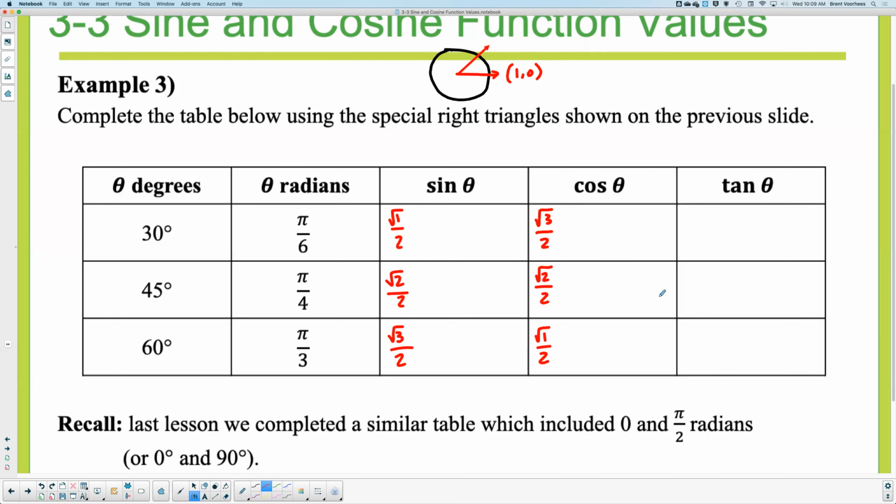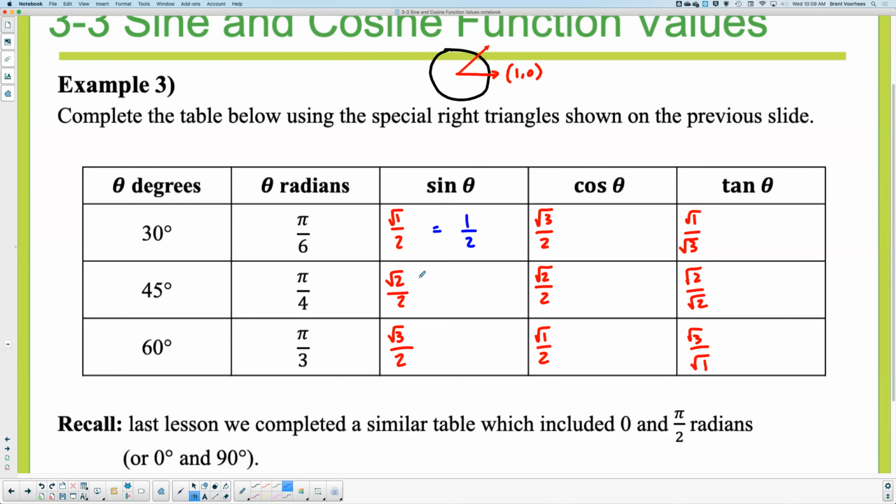How will we find our tangent? Sine is y, cos is x, tangent is y over x. Also, later we'll learn it's sine divided by cosine. So it's square root 1 over square root 3. Here it's square root 2 over square root 2. And finally, square root 3 over square root 1. Okay, that's the unsimplified version all the way across. Let's simplify them. What is the square root of 1? So it's just 1 over 2. What about here? Square root 2 over 2.